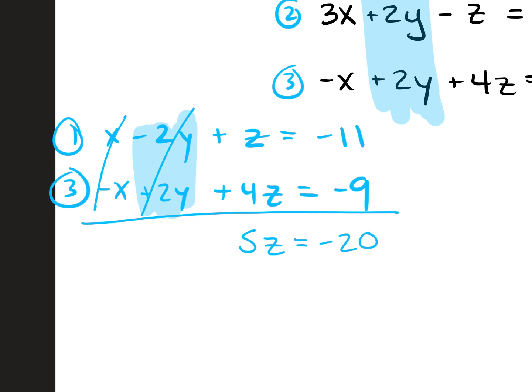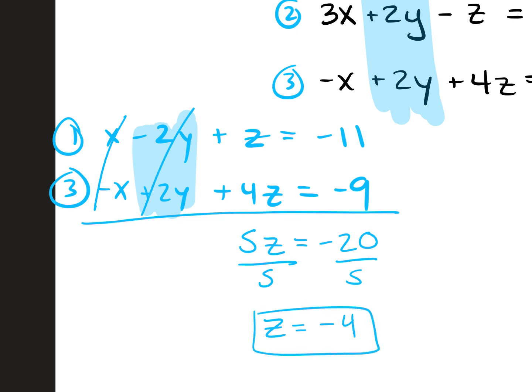I only have 1 variable, so can I solve? Yeah. How do I solve for z? Divide both sides by 5. So what does z equal? Negative 4. So that's one of our answers.